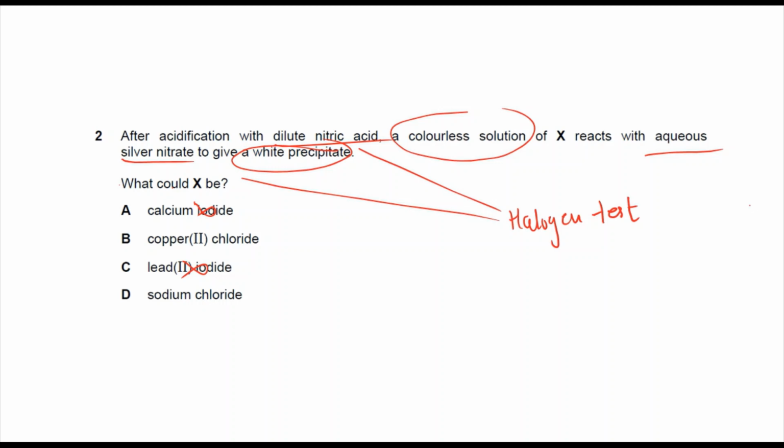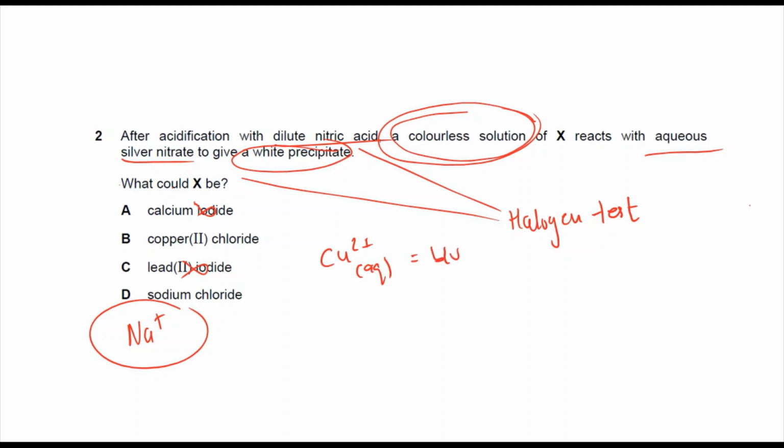So what's the hint now? Well, the hint is colorless solution. I hope you know that sodium forms colorless solutions in aqueous form, whereas copper 2 plus in aqueous gives a blue solution. You should have memorized the cation tests that are included in your syllabus. Let me repeat that, by memory you should know them. So copper 2 plus aqueous is blue, so B is wrong, so the answer is D.